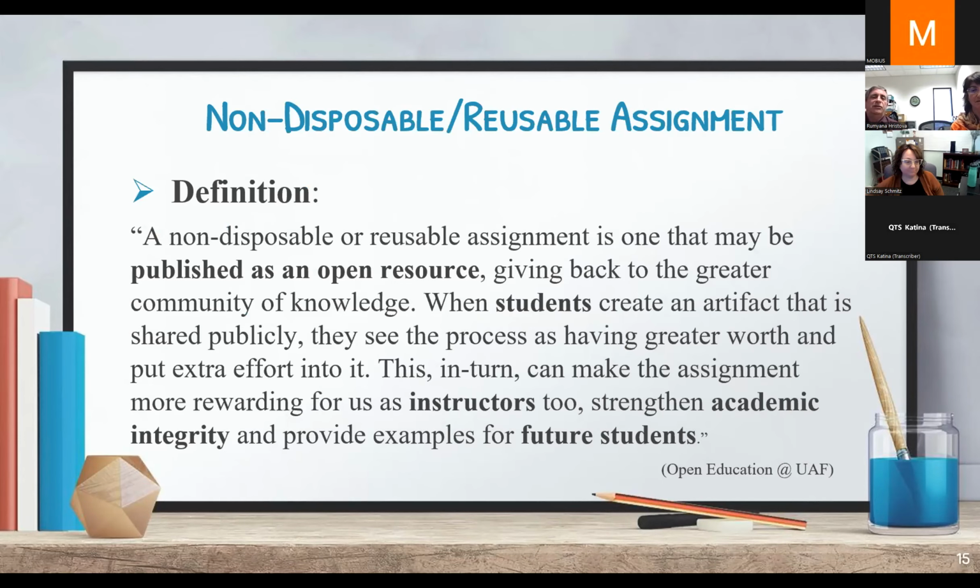The definition of a non-disposable or reusable assignment is one that may be published as an open resource, giving back to the greater community of knowledge. When students create an artifact that is shared publicly, they see the process as having greater worth and they put extra effort into it. This in turn can make the assignment more rewarding for us as instructors too, and strengthen academic integrity and provide examples for future students.